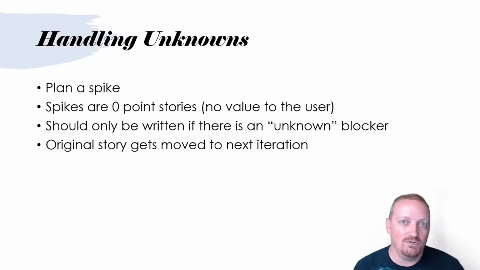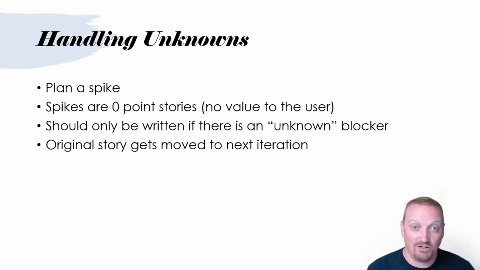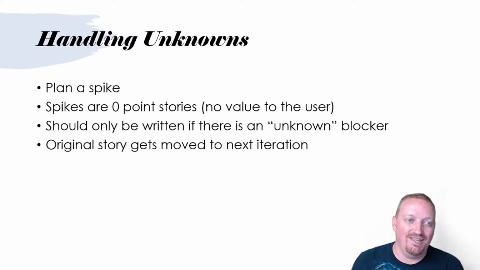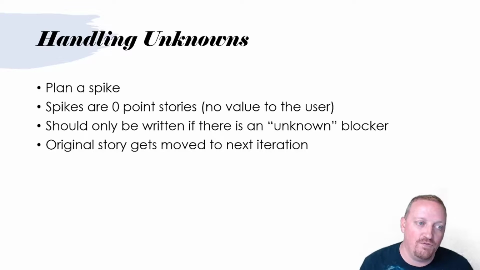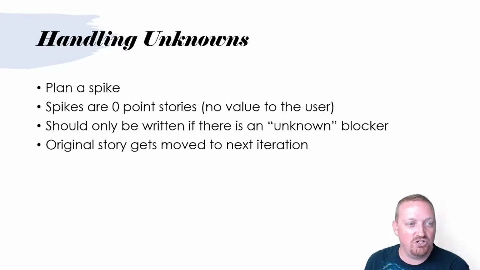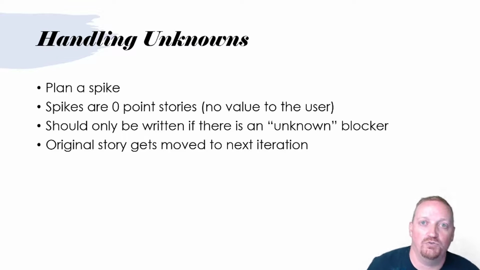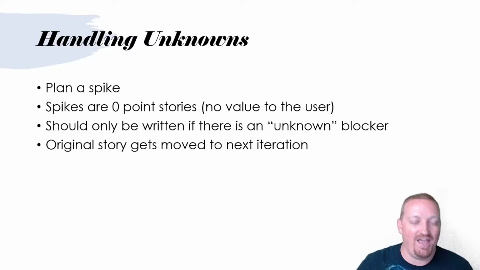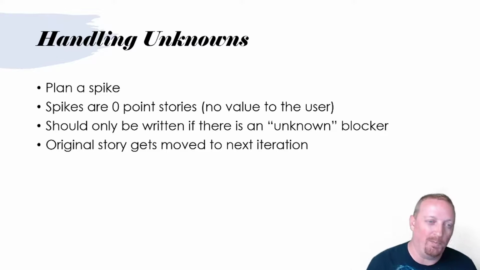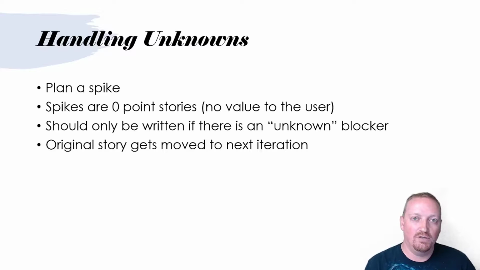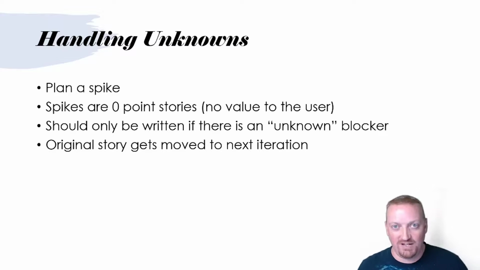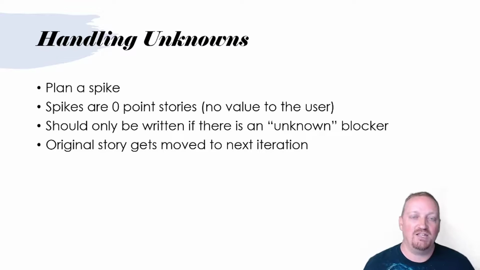And the story may be continuously moved back. This is another good reason why I like spikes to be 0 pointed: they can be carried over. 0 is kind of an infinite number, which means it can be carried over to the next iteration if that spike hasn't been resolved yet. And if you move the spike over to the next iteration, that means the original story also gets moved to the iteration after. So spikes really kind of replace the story in the current iteration, and the original story gets moved to the next iteration, and that continues to happen until the spike is resolved.